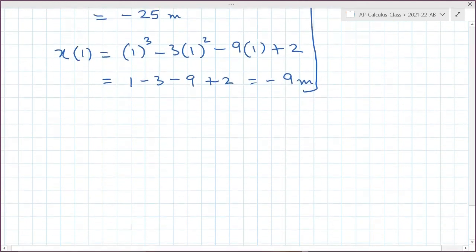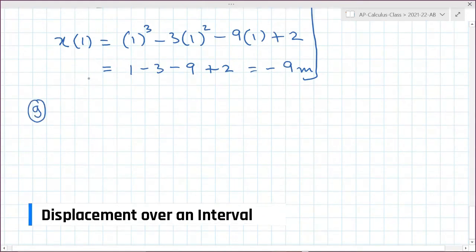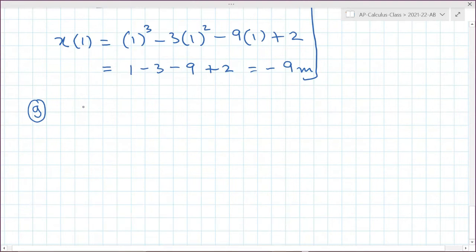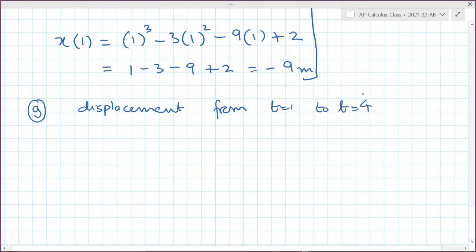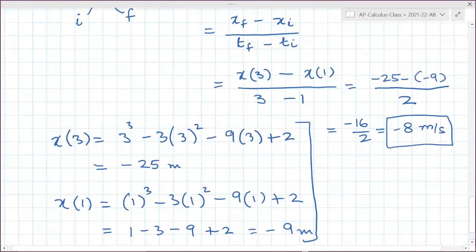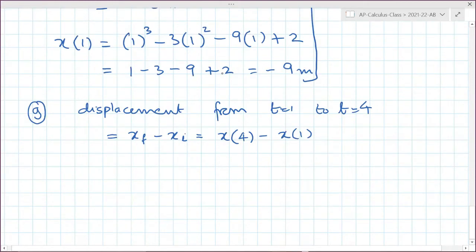Part G, what is the displacement of the particle from t equals 1 to t equals 4? Displacement from t equals 1. This is just like what we did here, right? In the numerator, we had displacement. So x of 1 we just found out here. Let's find x of 4.